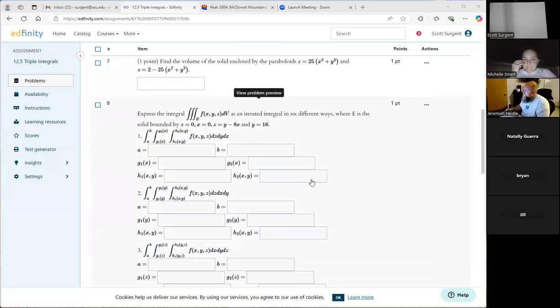So we're looking at number 8 here, 12.5. Let me copy the information here. We've just got a generic triple integral of f dV. E is the solid bounded by z equals 0, that's the XY plane, x equals 0, that's the YZ plane, the plane z equals y minus 8x, and the plane y equals 16.